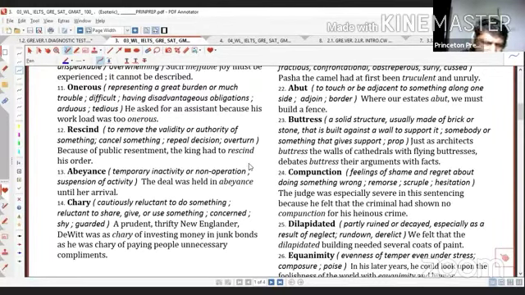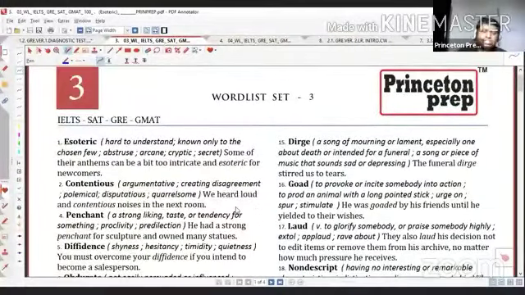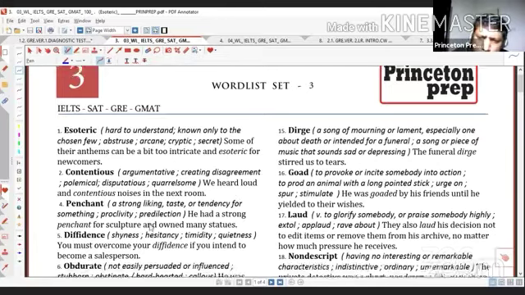তারপরে it's chary মানে সতর্ক, wrong as he was saying here. What about the next word? Next word is dirge. Dirge: the song of mourning or lament, especially one about death or intended for a funeral. So the funeral's dirge steered us to tears.